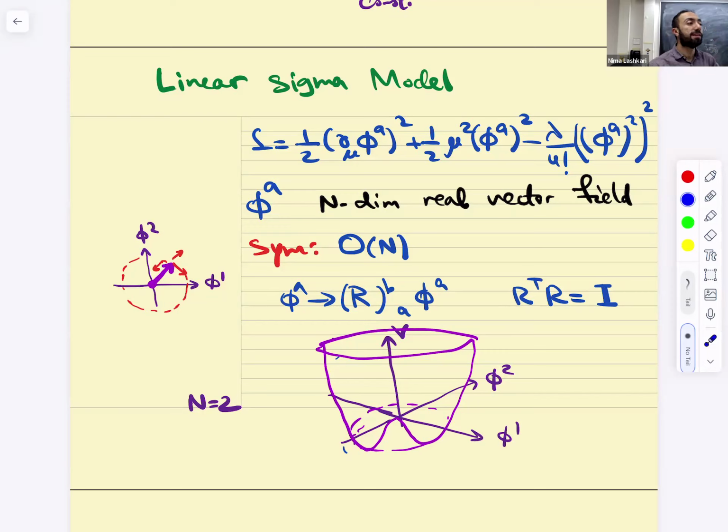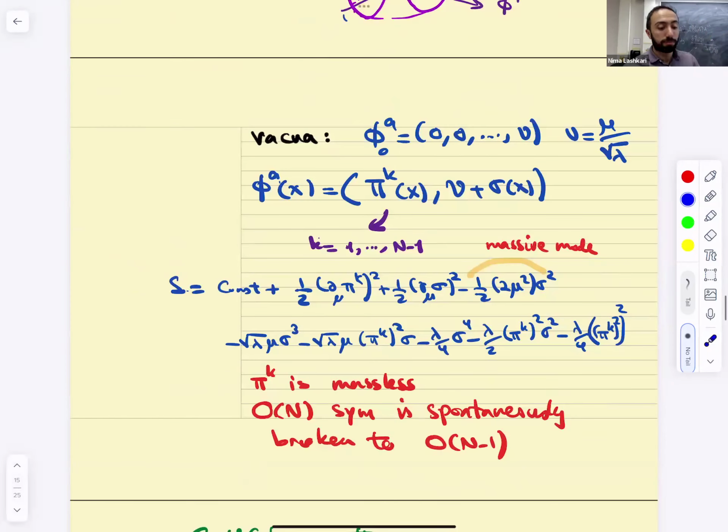The lesson we're going to learn is this. In summary, every time you break a continuous symmetry, you get a massless mode. For every continuous symmetry you break, you get a massless mode. That's called the Goldstone boson, Nambu-Goldstone. So we're going to see that. This is all classical, by the way.